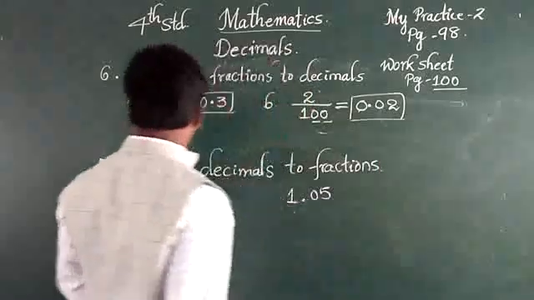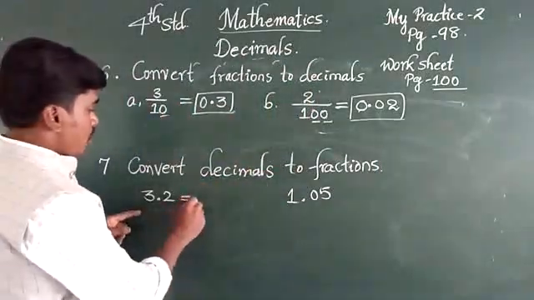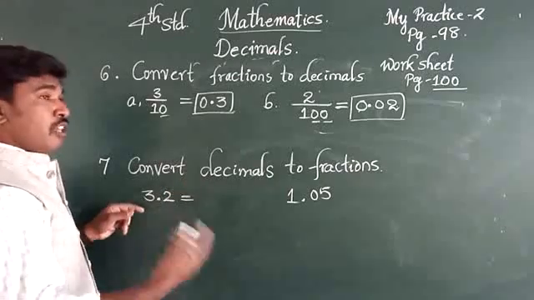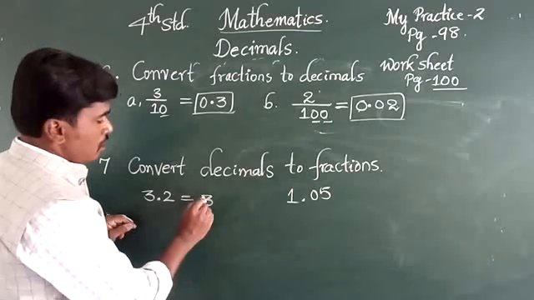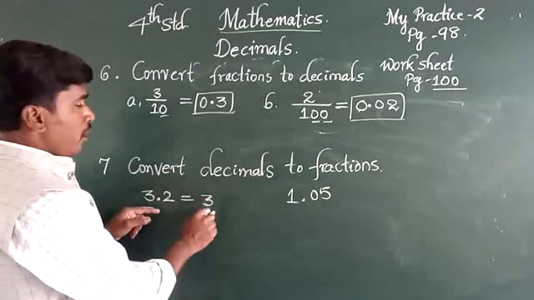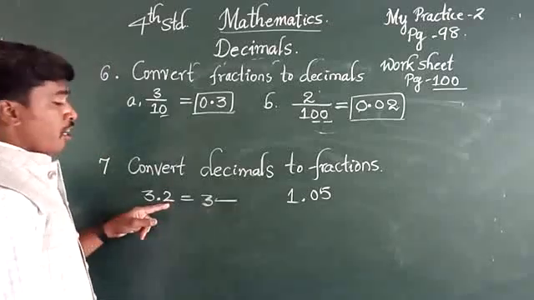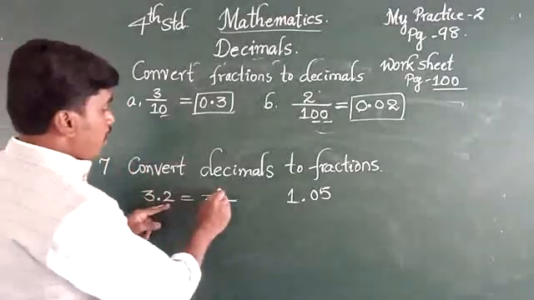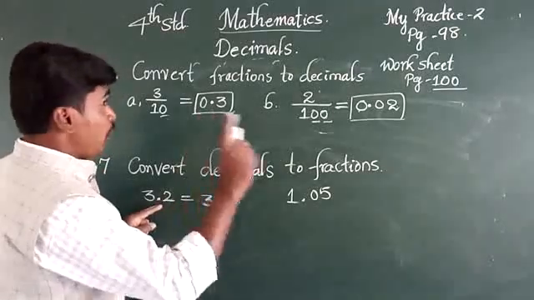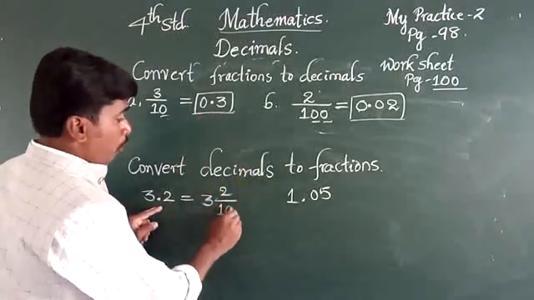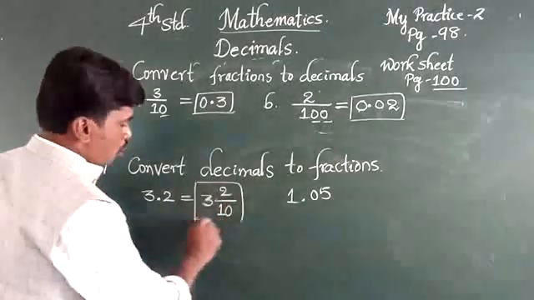Okay. Now you come to the next, convert the decimals into fractions. So this is 3.2, the decimal, convert it to fraction. So 3 is the whole number part. You should write it as a mixed fraction. So how many digits are there? Only 1 digit. Write the digit in the numerator. So in the denominator, 1 is followed by 1 zero. 2 by 10. So this is the fractional form.